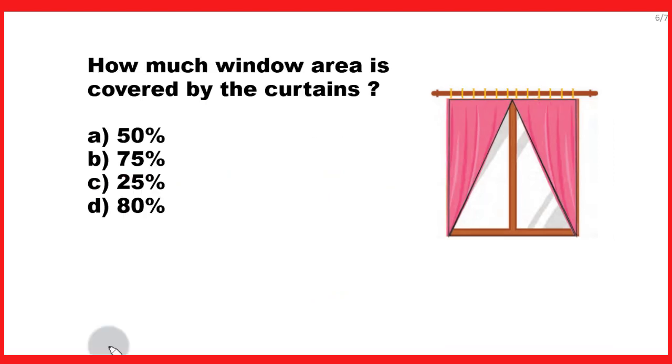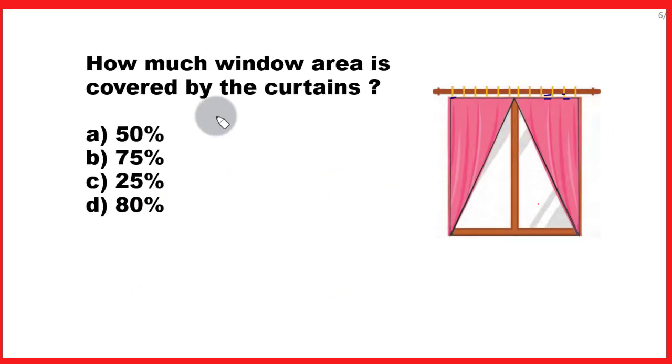Now let us move to the next question. The question is how much window area is covered by the curtains, whether it is 50%, 75%, 25% or 80%. We have to find out how much area of the total window is covered by these two curtains, curtain 1 and curtain 2. So we will have to find the area of this curtain and the area of this curtain, correct?